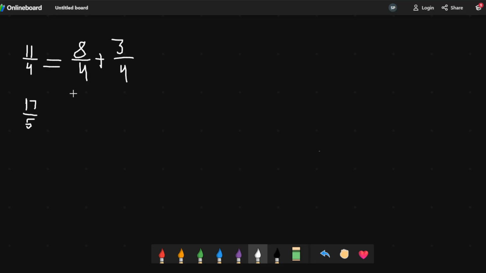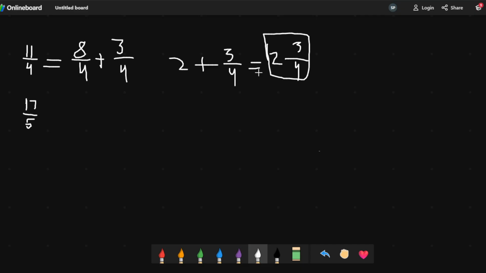You're just going to want to do division. What is 8 divided by 4, which is 2. And then you get 2 plus 3 fourths, which then equals 2 and 3 fourths. Boom. So you see, we solved that problem without using that long division method.